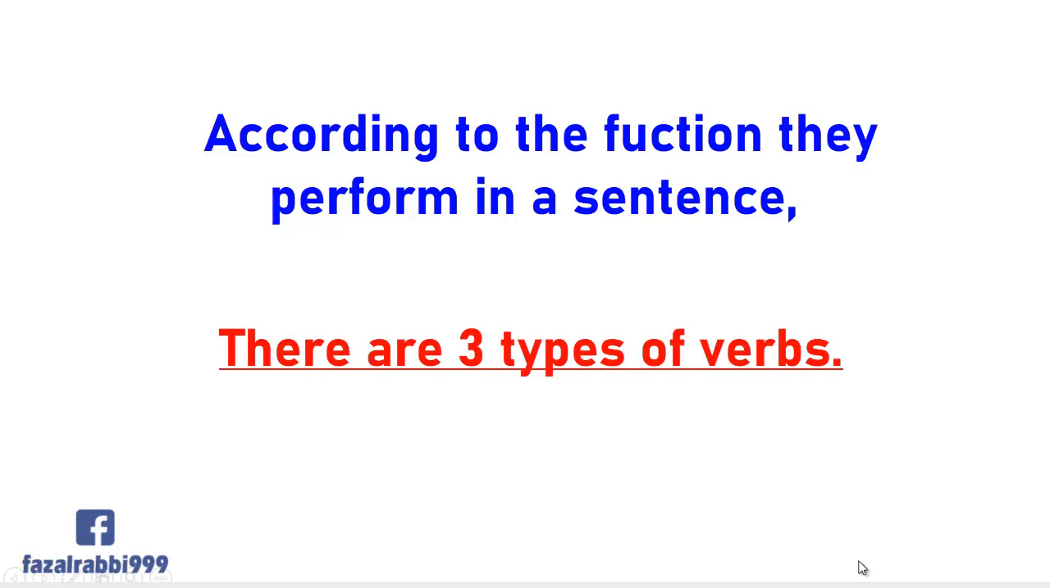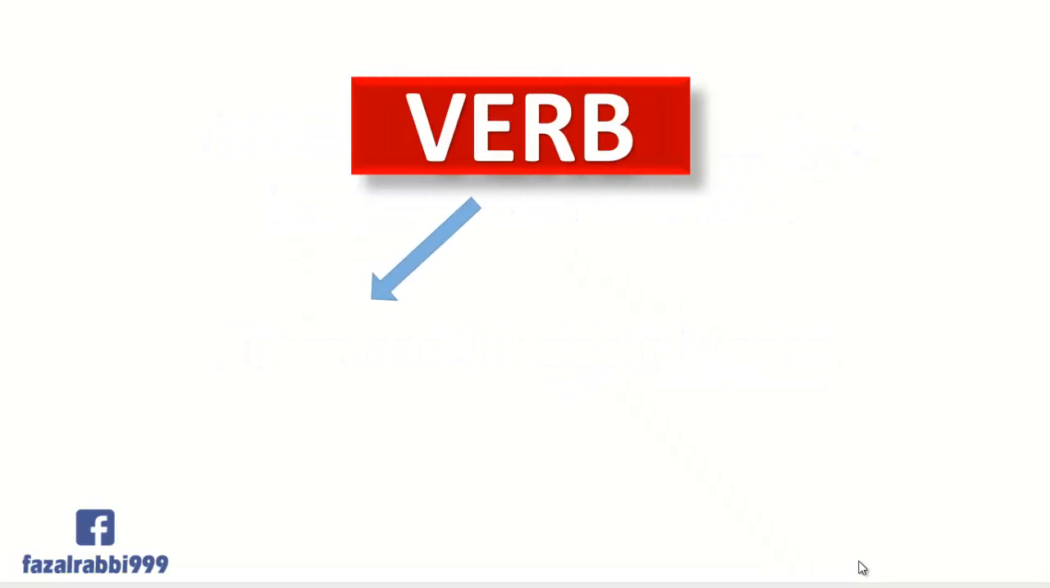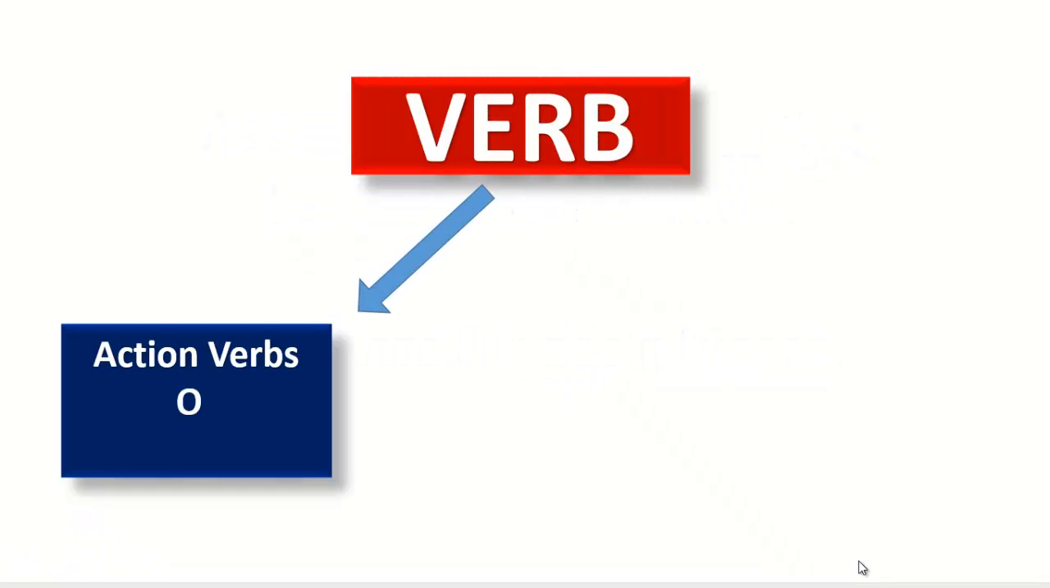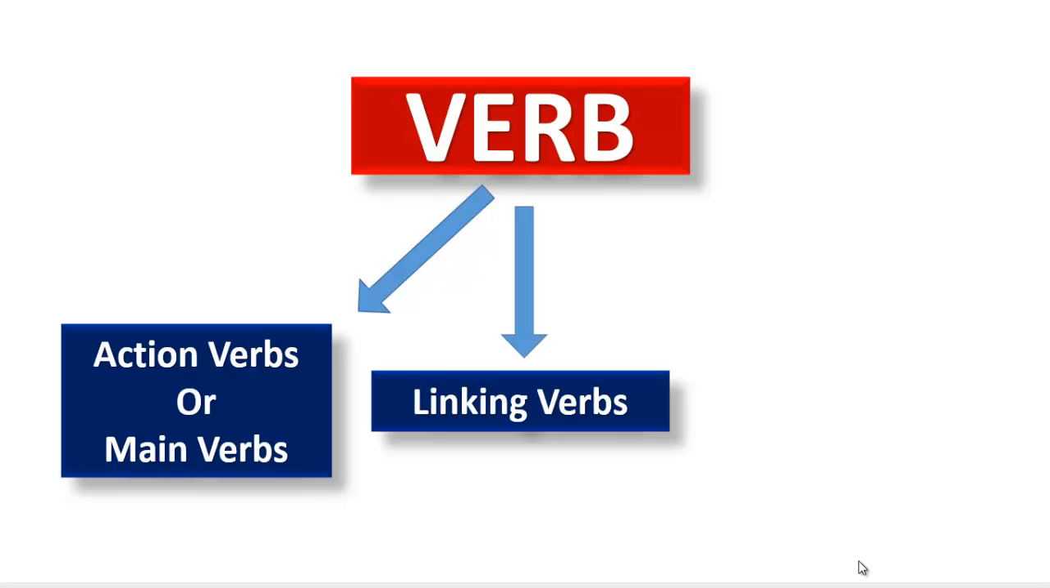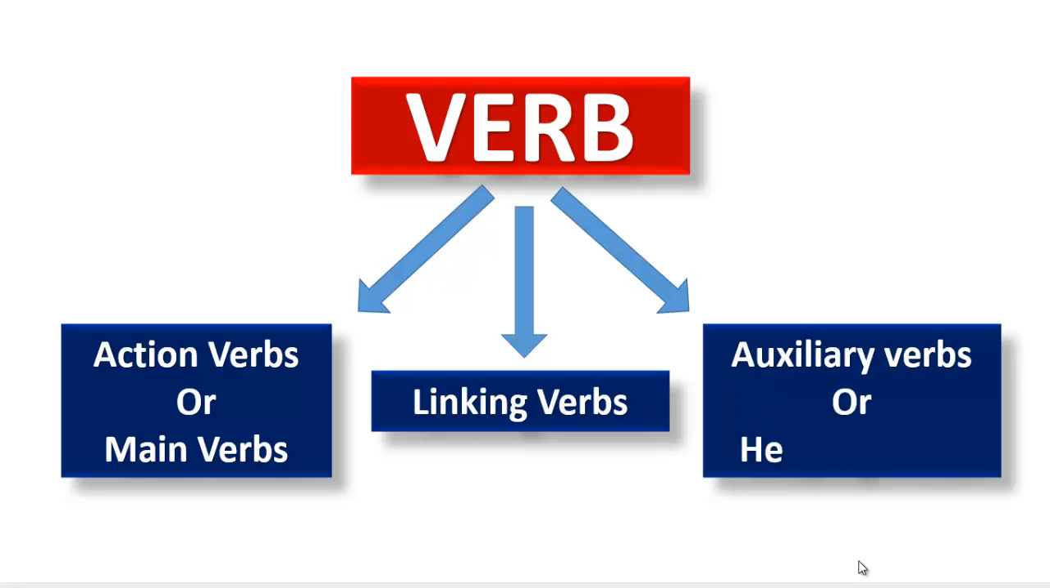There are three types of verbs. Number one, action verbs or main verbs, number two, linking verbs, and number three, auxiliary verbs, which are also known as helping verbs.